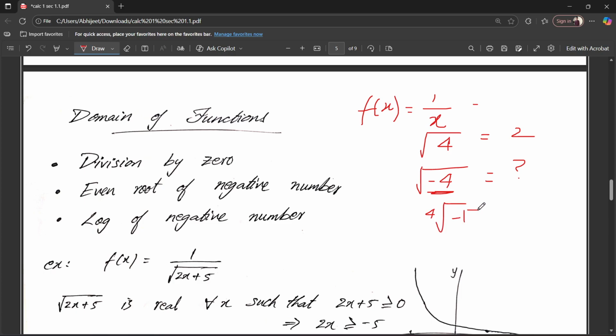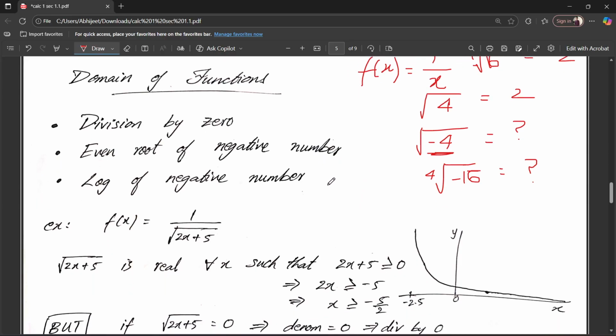Let's say the fourth root of minus 16. It doesn't exist. We know that the fourth root of 16 is 2, but the fourth root of minus 16 doesn't exist because you cannot multiply a negative number four times and get a negative number. Let's say I take minus 10. It'll be positive. So for any even root, the thing inside cannot be negative. And we cannot also take the logarithm of a negative number. What is a logarithm? We'll discuss that much later in the class, not right now.